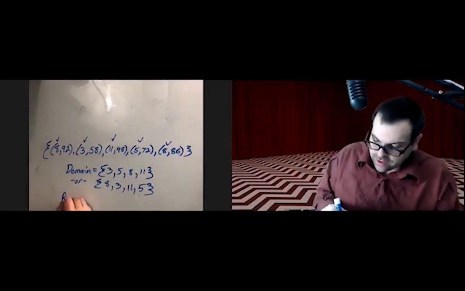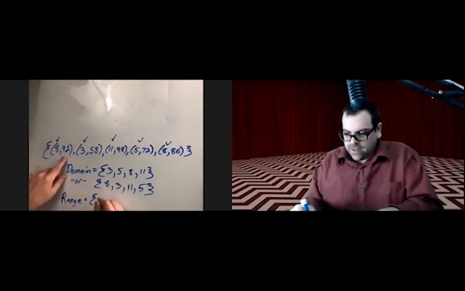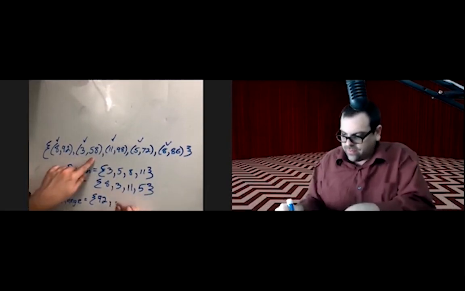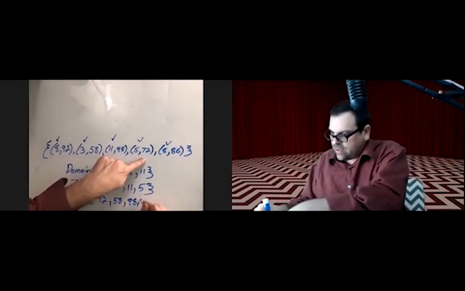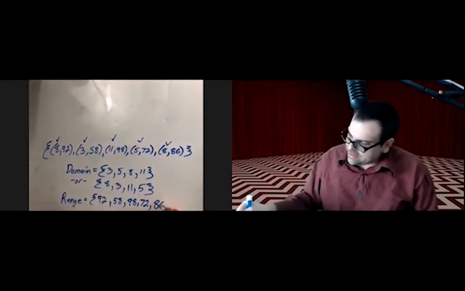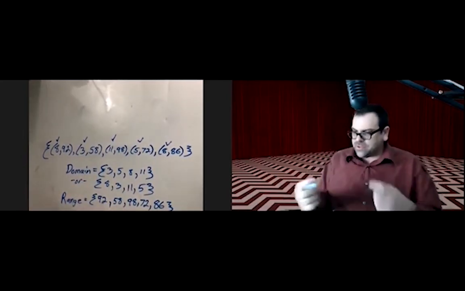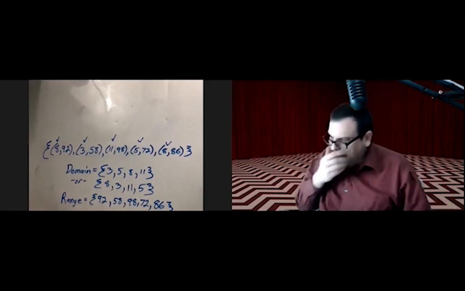So the range, I'll just do that going in order thing. That looked fun and easy. I didn't have to keep track that way. So 92, 58, 98, 72, 86. So there's the domain and there's the range. Set of all inputs, set of all outputs.